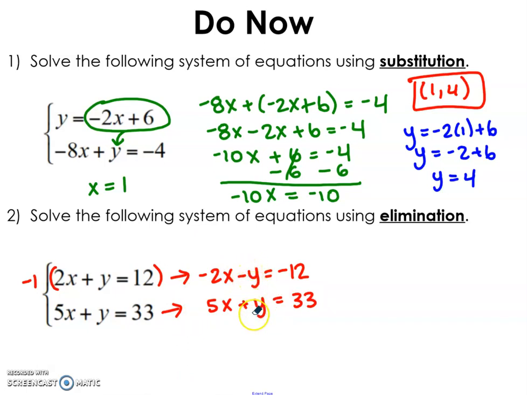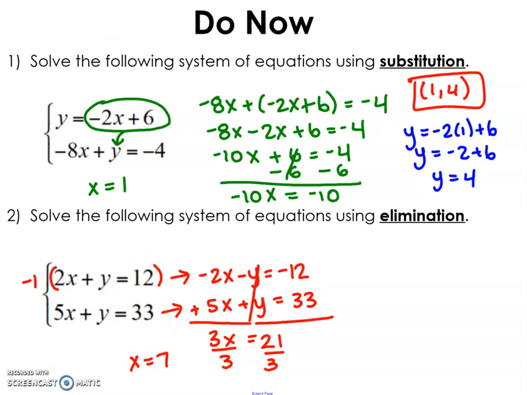Okay, once I've done this, I can see now that the y's have the same number in front, which is 1, and they have opposite signs. Once I have that, I can go ahead and just add this straight down. So negative 2x plus 5x is going to give me 3x. The negative y and the positive y are going to cancel out, so they're going to be eliminated. And then, we're going to have negative 12 plus 33, and that's going to give us 21. So then I can divide by 3, and I end up with x is equal to 7.